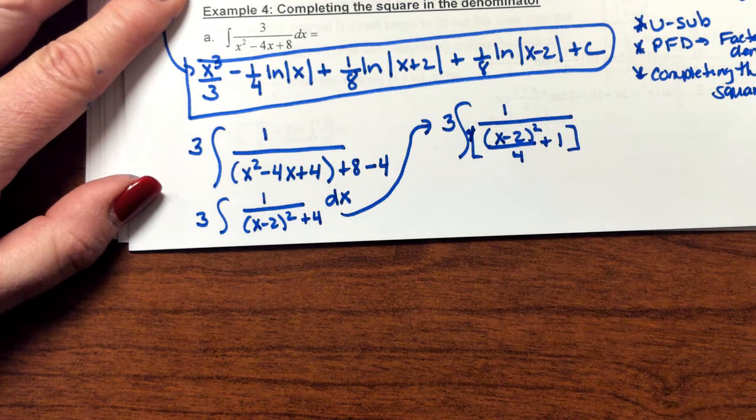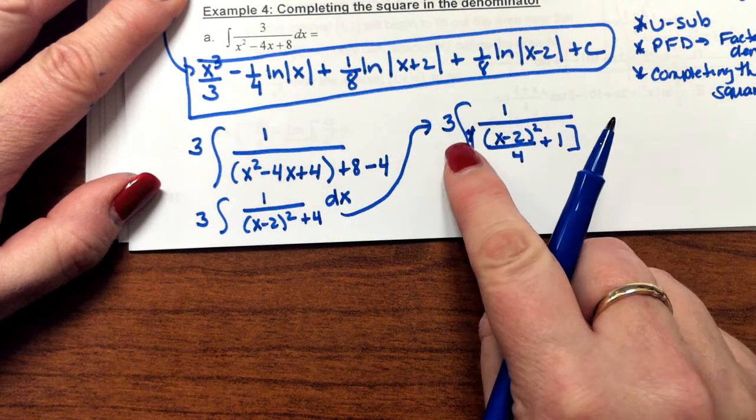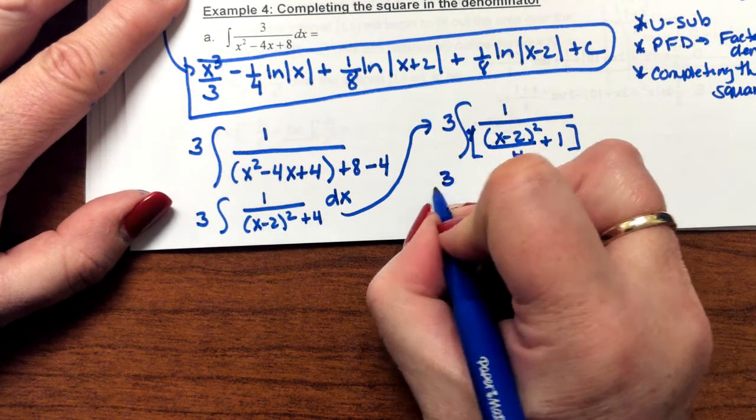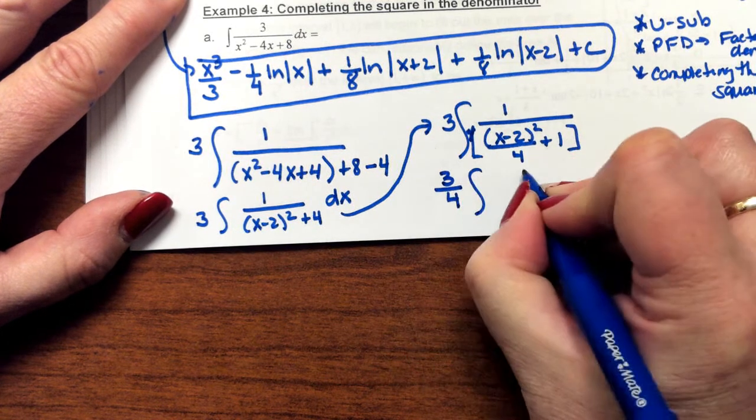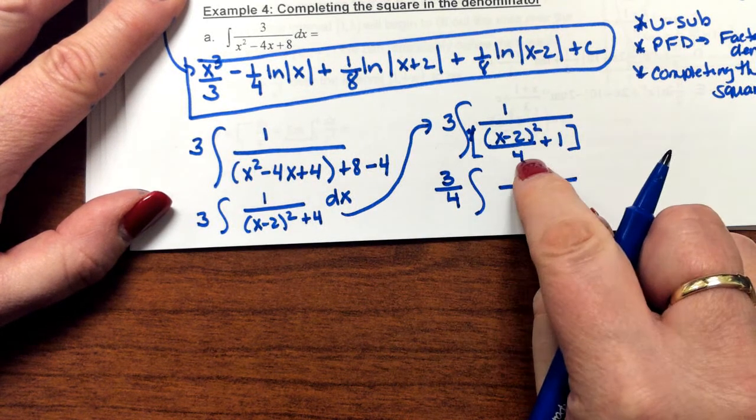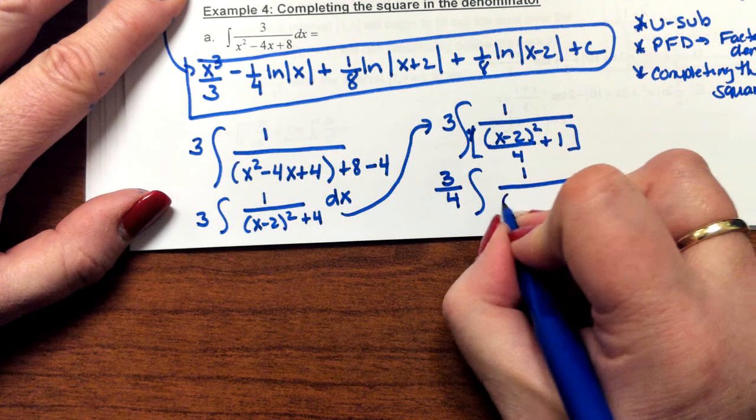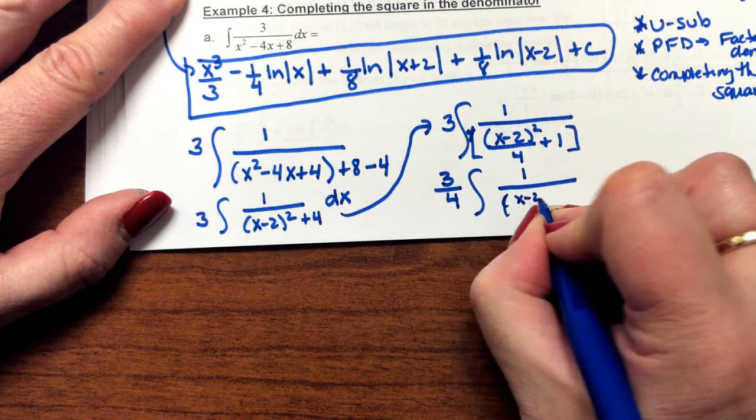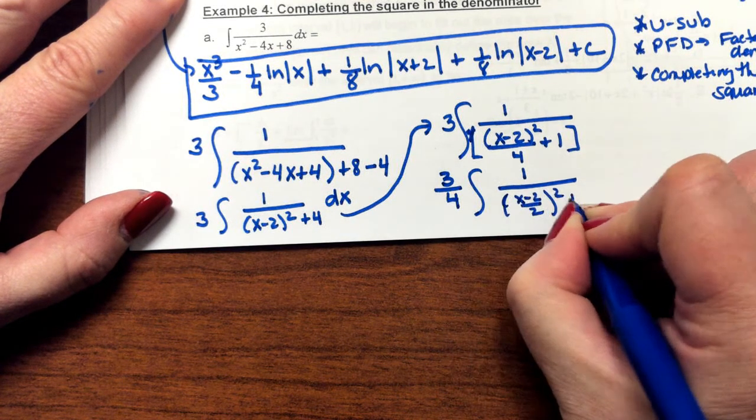Here's my 4. So now I can pull out a 1/4 out of this integral. So I have 3/4 times your integral of 1 over... We want to write this as a base to the second power, so I'm going to write this as x minus 2 over 2 squared plus 1.